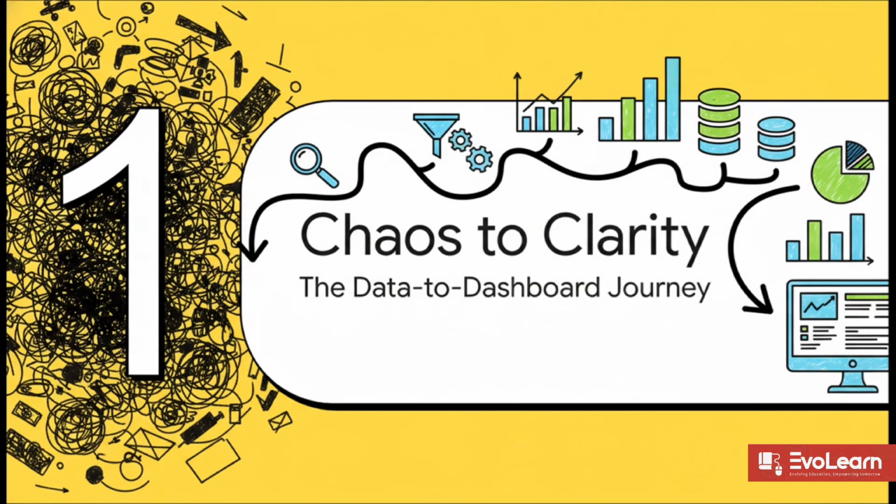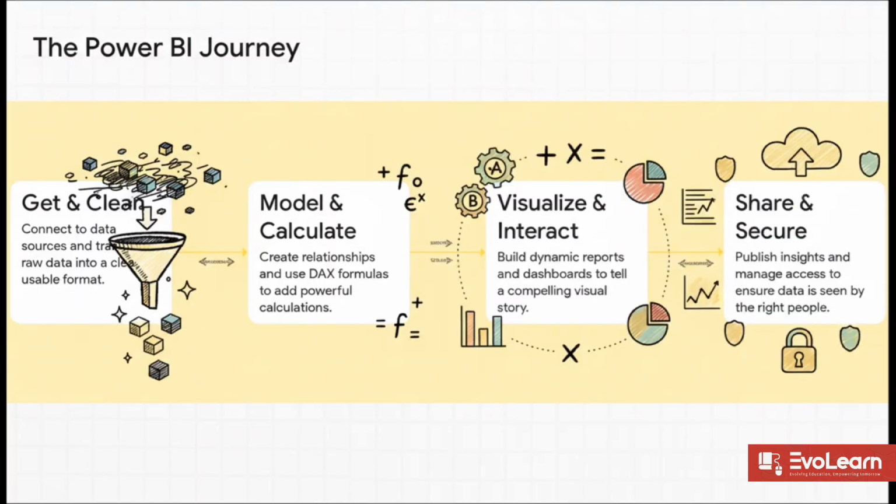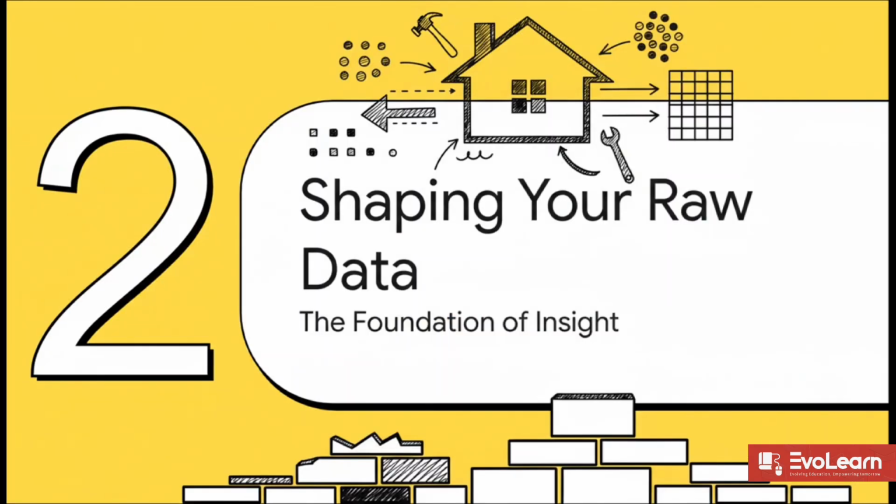I want you to think about this whole thing as a journey. We're starting in the wild, messy world of raw data, and our destination is a super clean, interactive dashboard that actually gives you insights you can use. And this journey has 4 main stops. First, we get and clean our data. Then we model it and run some calculations. After that, the fun part, visualizing it. And finally, we share it with the right people, securely. Let's get going.